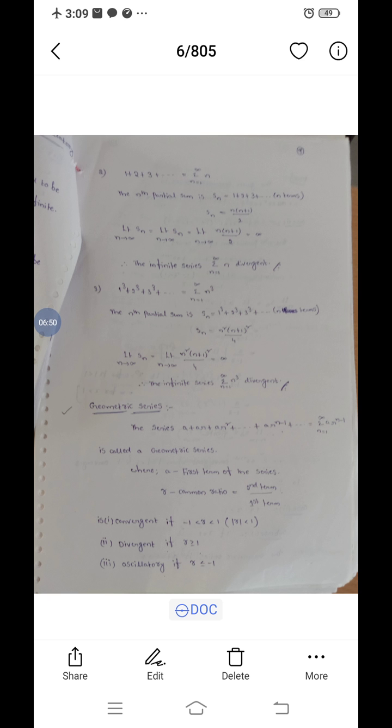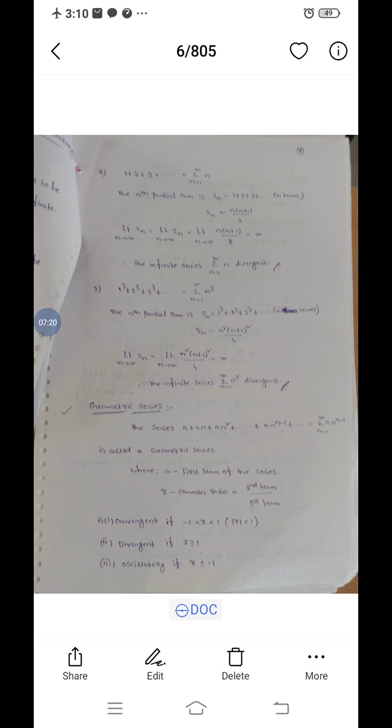Now let us consider limit n tends to infinity of Sn, which equals limit n tends to infinity of n into n plus 1 by 2. As n tends to infinity, this total value tends to infinity. Therefore the given series is divergent. Like this we have to check whether the given series is divergent, convergent, or oscillatory. Next we are going to discuss the geometric series.